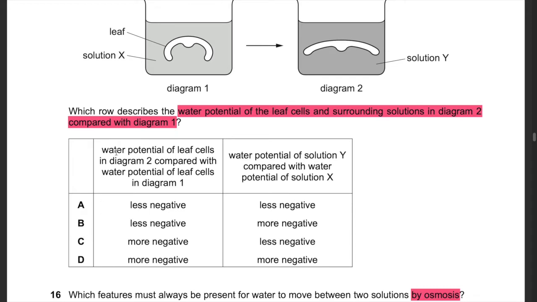And if you look at the water potential of leaf cells in diagram 2, the leaf cells are less flaccid but rather more turgid. Therefore, the water potential has to be higher, hence less negative, because when the water potential is high, leaf cell has to be less negative. Less negative means high water potential, more negative means lower water potential. Therefore, option A is the answer.